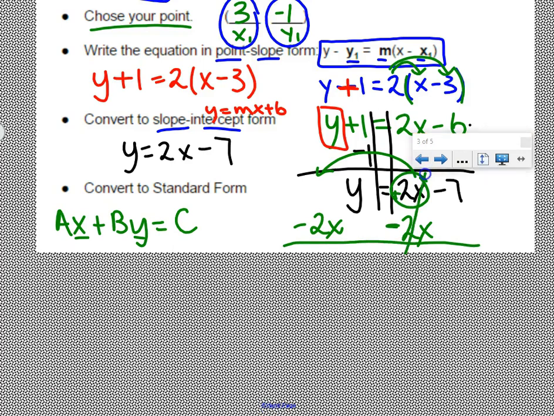The positive 2x and the negative 2x cancel out, leaving us with just this negative 7. Equals, the y comes down, it's positive, so I'm going to put a plus sign in front of it, and then we have negative 2x. So that is our equation in standard form. So we have negative 2x plus y equals negative 7.